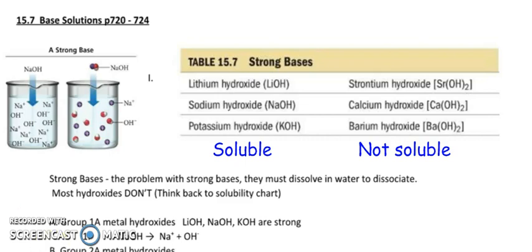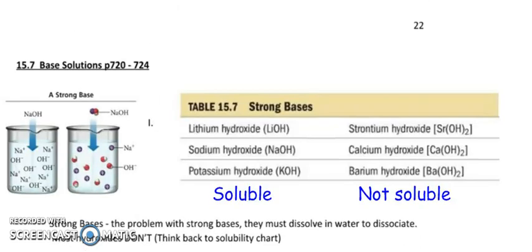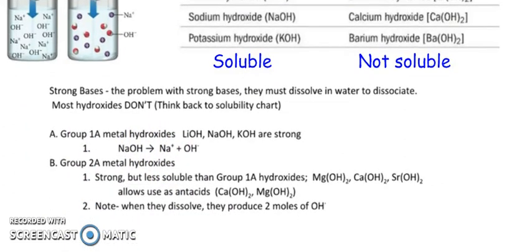So we have your group 1A metal hydroxides. Again, these are your sodium, potassium, and the lithium, which are all going to be very strong. Notice right here we have the single arrow. Your group 2A, so that is your magnesium, your calcium, they are less soluble, and if you can make them dissolve, they will dissolve.